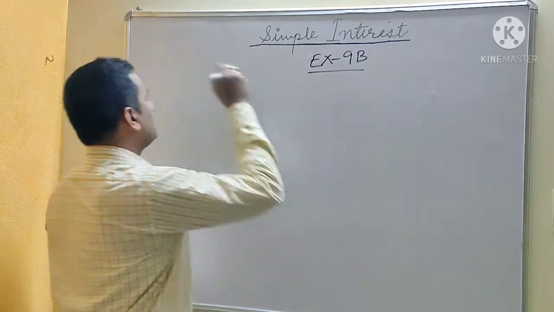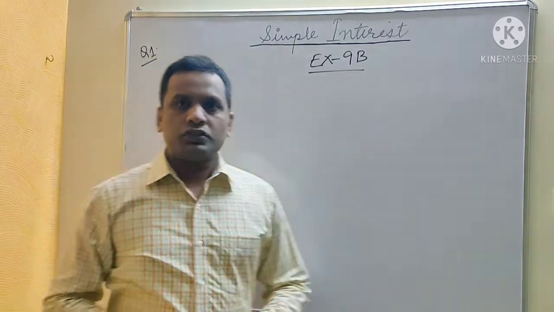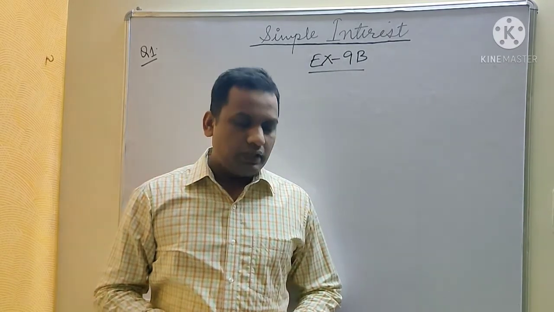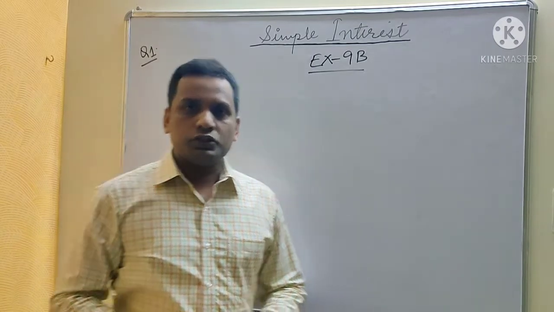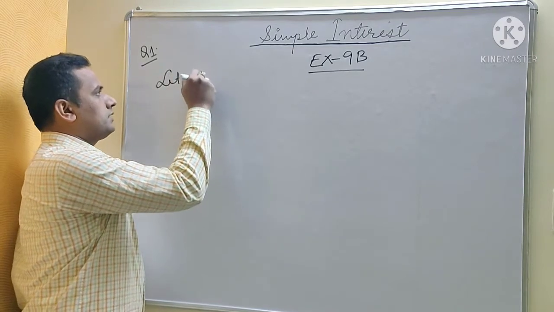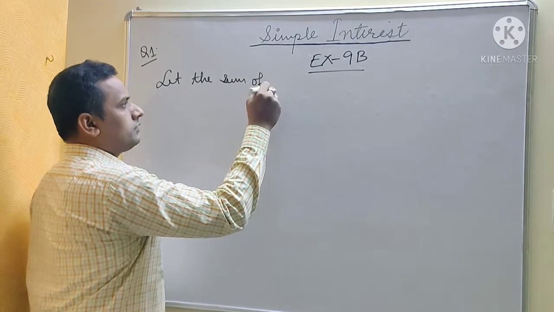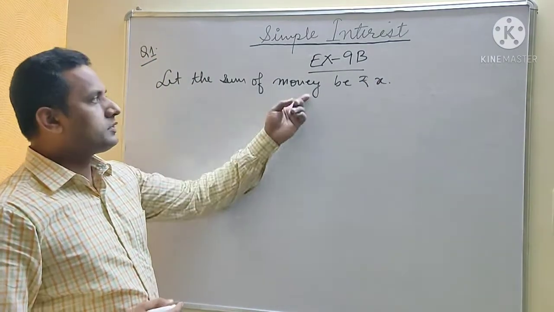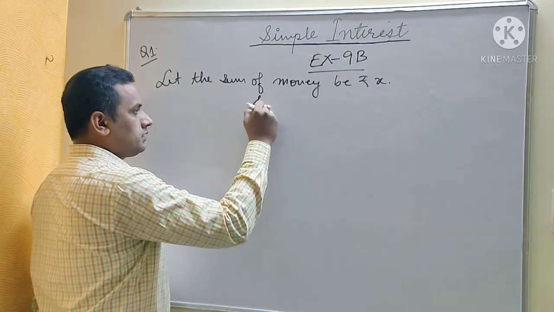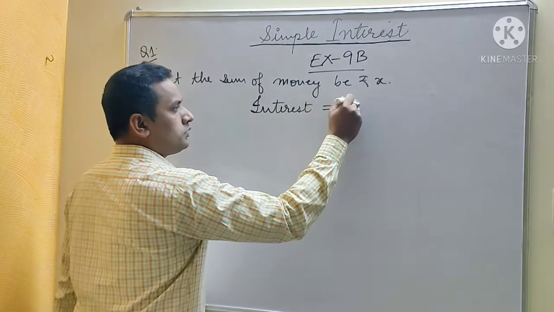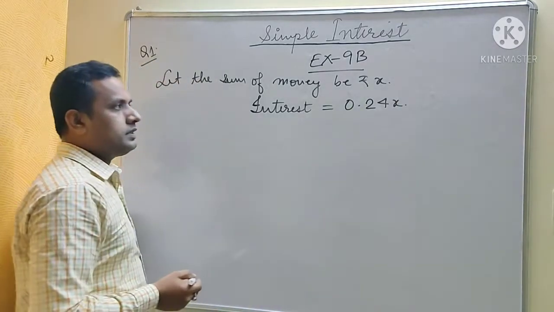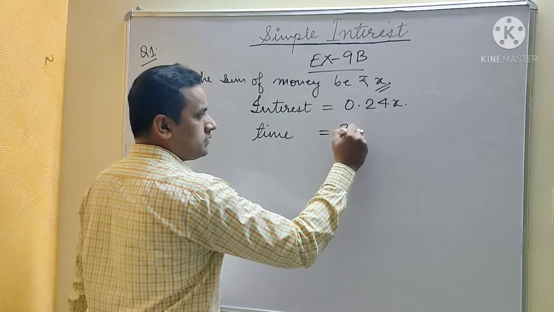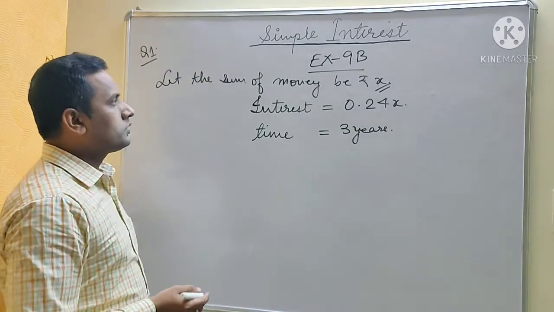Question number 1, where the information is given that the interest is 0.24 of its principal in 3 years, and we have to find out the rate. So we will assume the principal, that is the sum of money, be rupees X. Interest will be equal to 0.24 of the principal, that is X, and the time is given as 3 years, and we have to find out the rate.